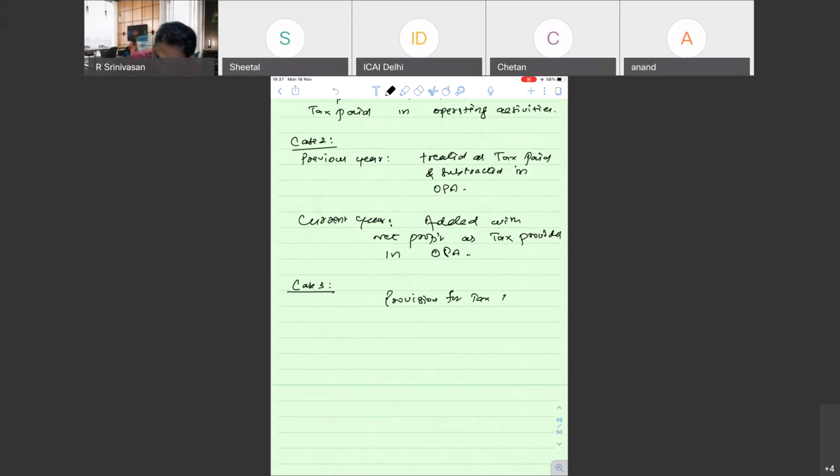Provision for tax. So it's a liability account. Therefore, the opening balance will be there in the debit side, isn't it? So by balance brought down, the opening balance will be there. To balance carried down, the closing balance will be there.